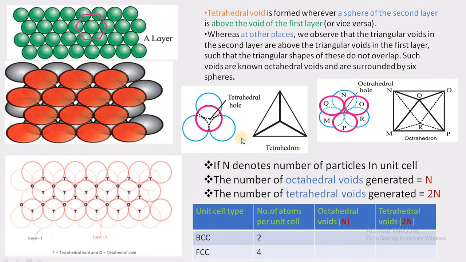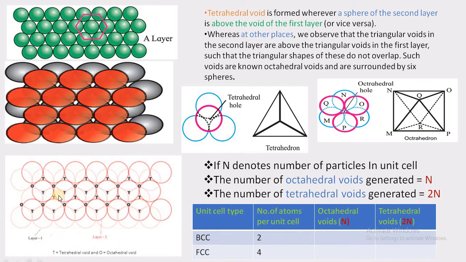Two types of voids are formed, and this equation is very important. The number of octahedral voids generated is equal to n if n particles are present in a unit cell, and the number of tetrahedral voids generated is equal to twice n. A number of MCQs are asked on the basis of this relation.